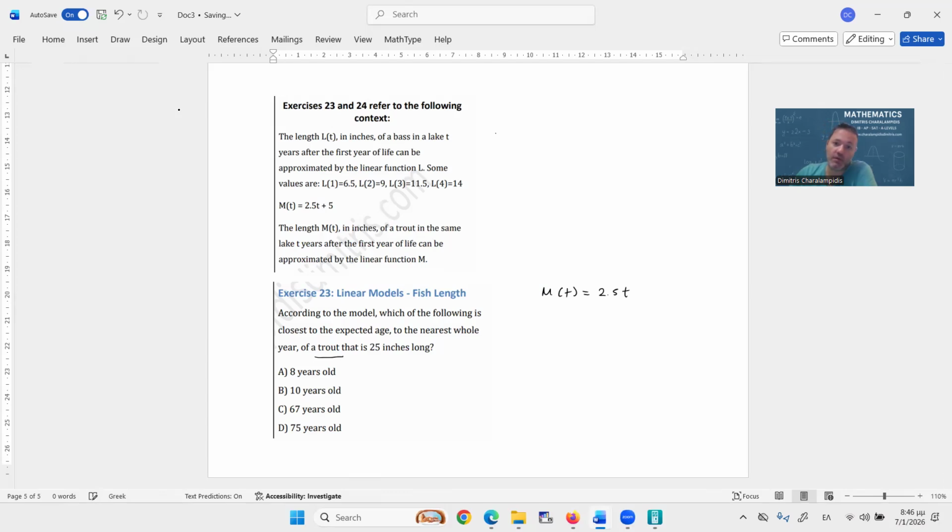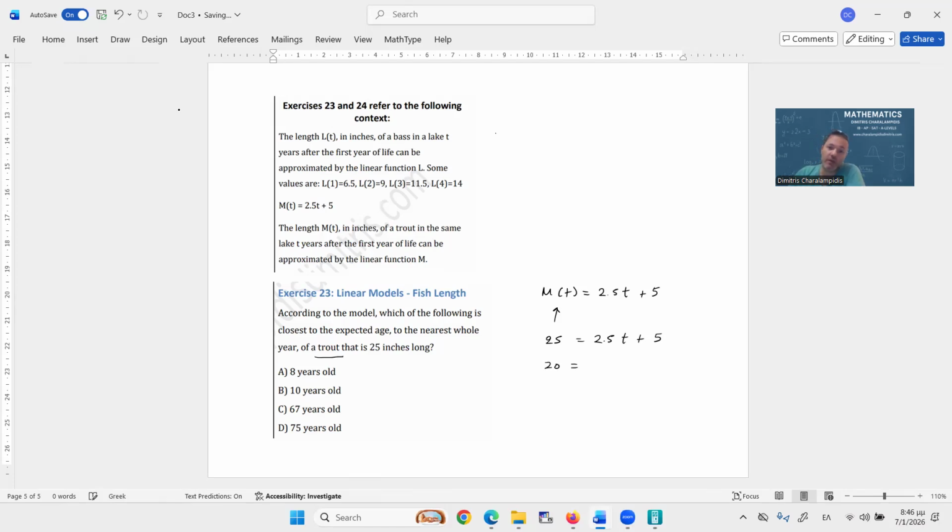So we know that for the length of the trout after t years of life, we have this model over here. It's 2.5 multiplied by the years of life plus 5. Now, if we have a trout that is 25 inches long, this means that this should be 25, so if we make it equal to 2.5t plus 5 and we solve for t, we should be able to find the number of years we were looking for.